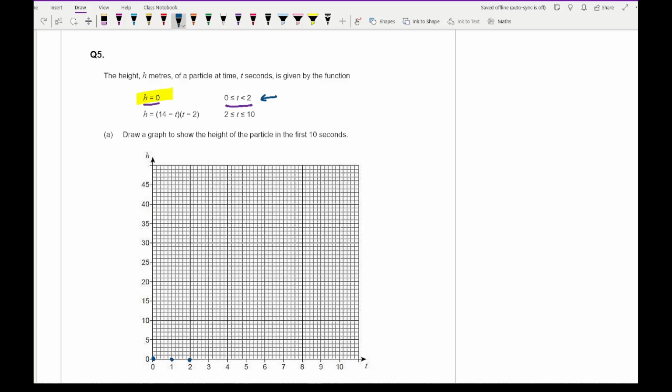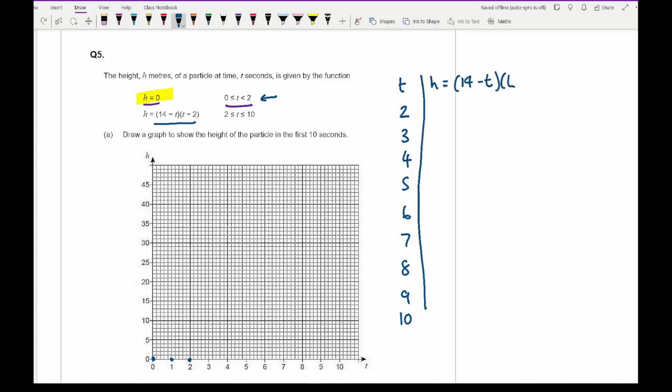Now for all the other values, I need to use this function to work out what h is going to be. So if I just create a table, t, and I write down all the numbers from 2 to 10. So 2, 3, 4, 5, 6, 7, 8, 9, and 10. Now to work out what h is, it says h equals 14 take away t, multiplied by t minus 2. And what I'll then do is work out the values of h. So substituting the t value into this function, I end up with 14 take away 2, which is 12, multiplied by 2 take away 2, which is 0, which leaves me with 0.